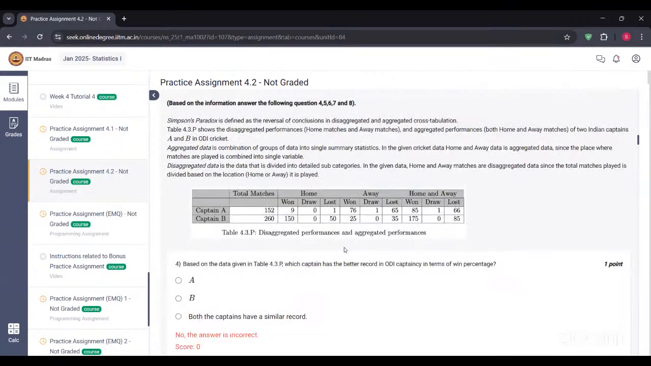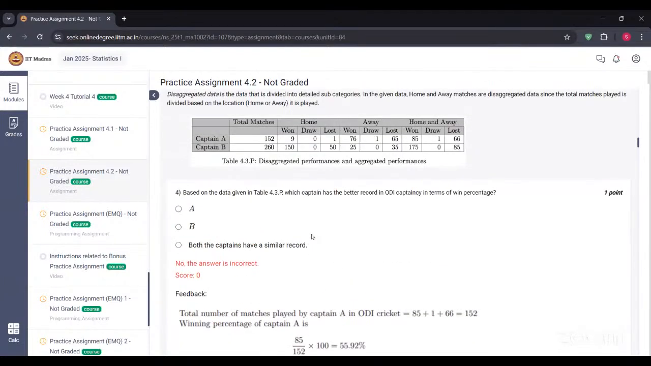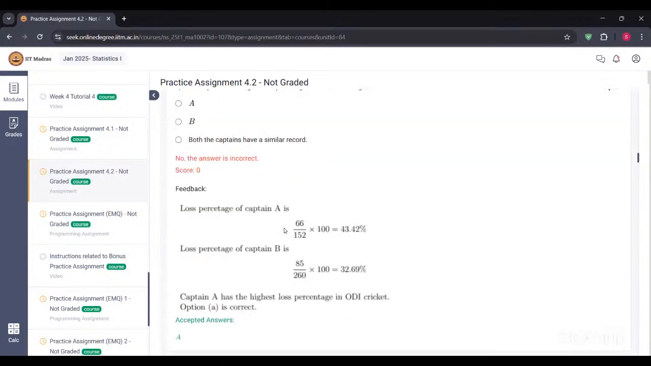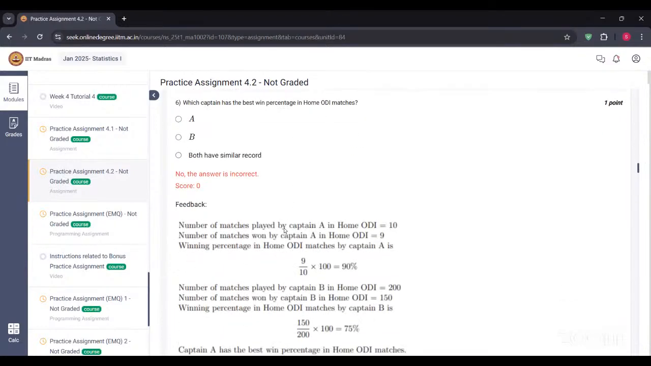So this was the table that we have been given. There are captain A and captain B. We have the total number of matches, and for home matches we have this table, for away we have this table, and for both home and away we have been given this table. These are the performances. Do I have to explain this question 4, 5, or only the concept? I would like to have a conceptual thing here.